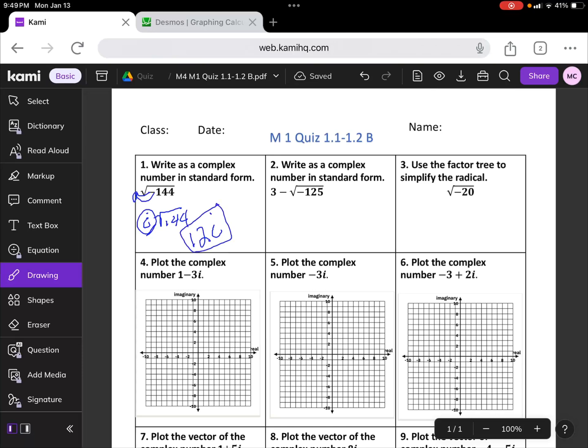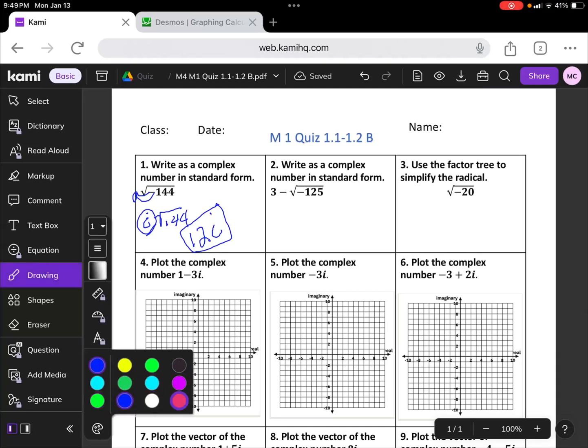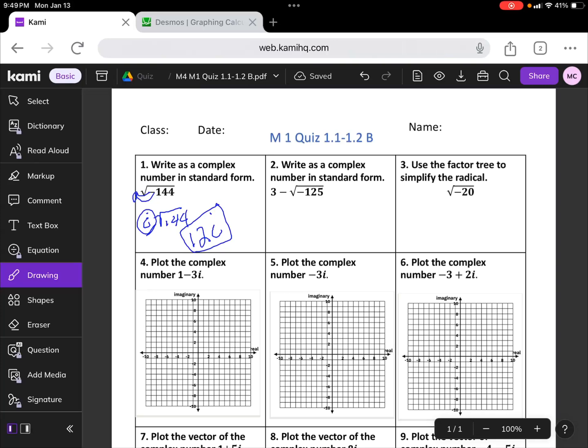Now looking at number 2, we have 3 minus the square root of negative 125. Again, we've got to get that negative out from under our radical. So then that's going to give us 3 minus I square root of 125. Now looking at that 125, do we think that is a perfect square or not?